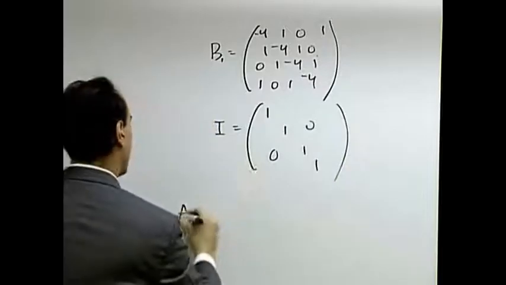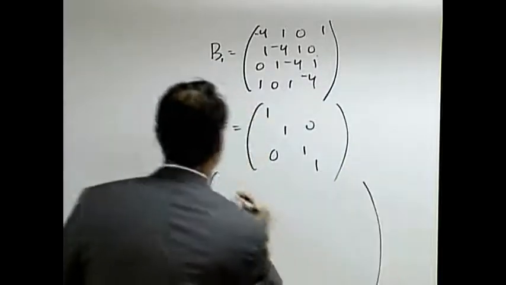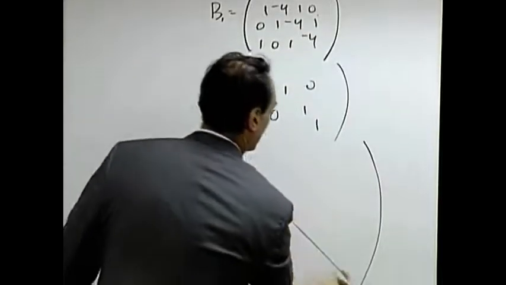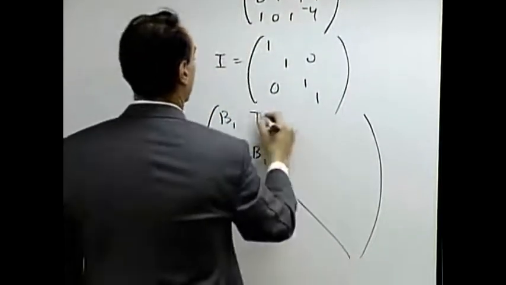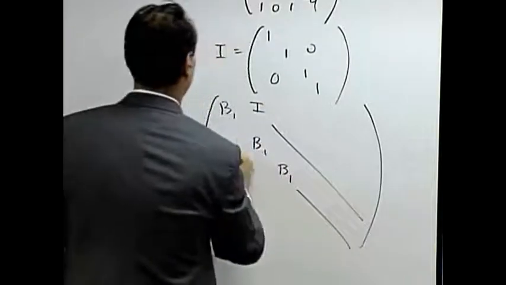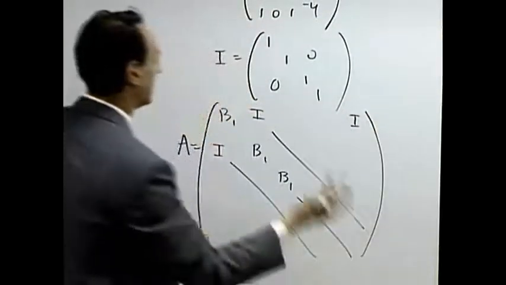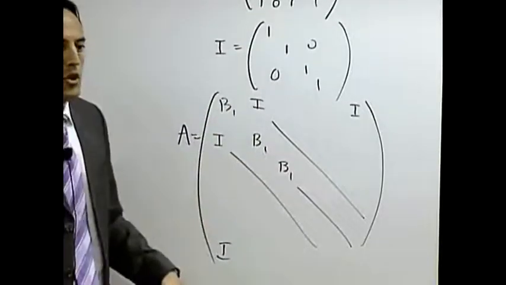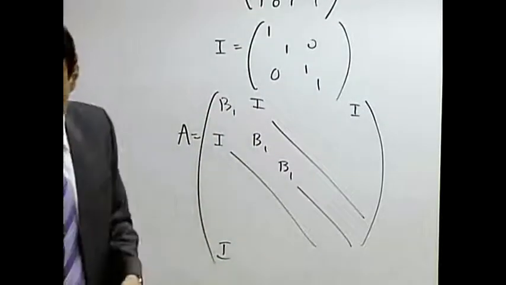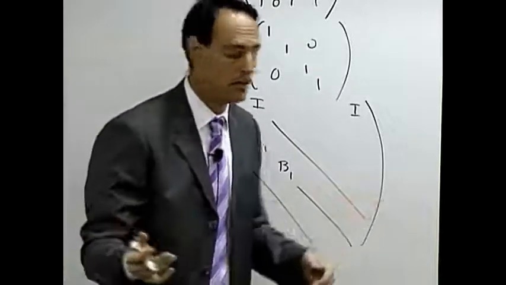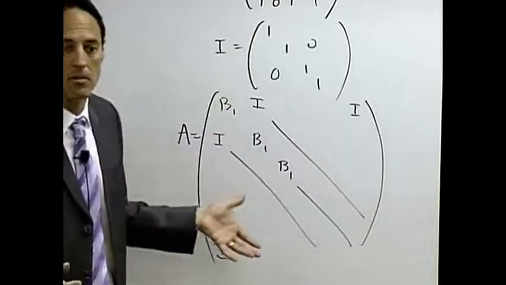Then that matrix A looks like the following. B1, B1, B1, all the way down. And then you have identity down this side, identity down this side, identity here, identity there. Okay? You're going to convince yourself of this. You have to get this right. But this matrix is very powerful.